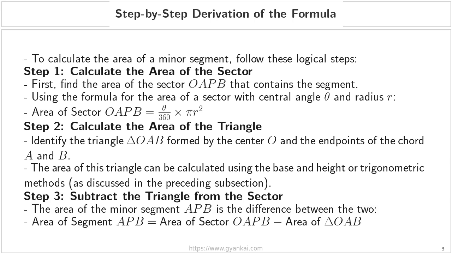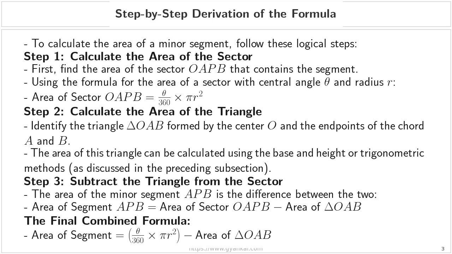Step 3. This is the most crucial part of the logic. To isolate the area of the minor segment, labeled APB, we simply subtract the area of the triangle from the area of the sector. In mathematical terms, the area of segment APB equals the area of sector OAPB minus the area of triangle OAB. When we put all of this together, we arrive at our final combined formula. The area of the segment is equal to the quantity theta divided by 360 multiplied by pi r squared, minus the area of triangle OAB.